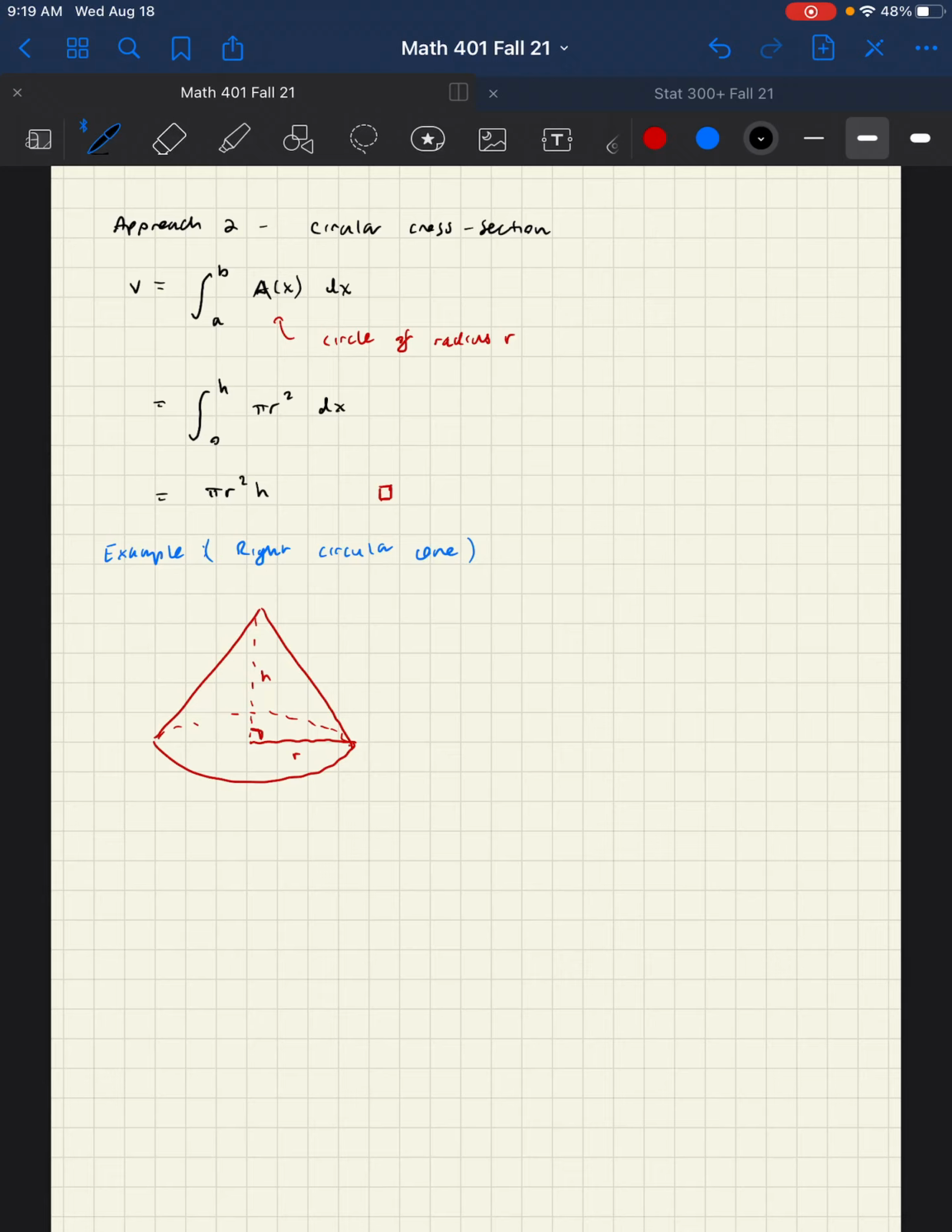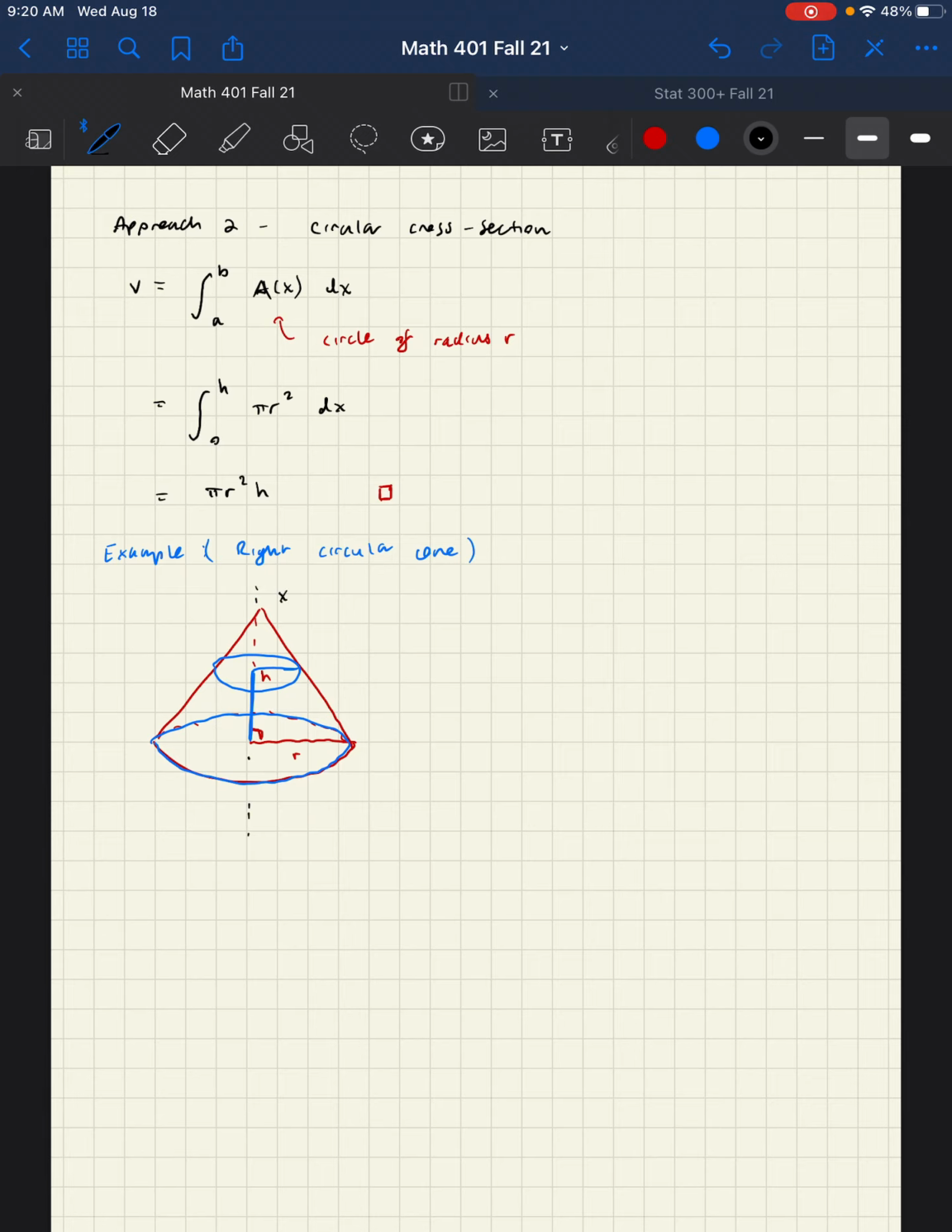But we're going to do this by cross-section, okay? So the idea here is that when we want to take cross-sections, how should those cross-sections look? What exactly are we seeing here? And so if we imagine we start at the bottom, so we have this circle, then any circular cross-section like this is going to be some distance away from the base of that cone.